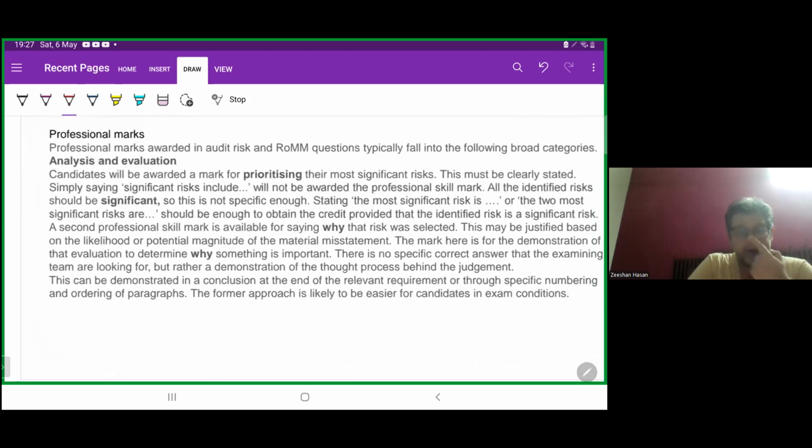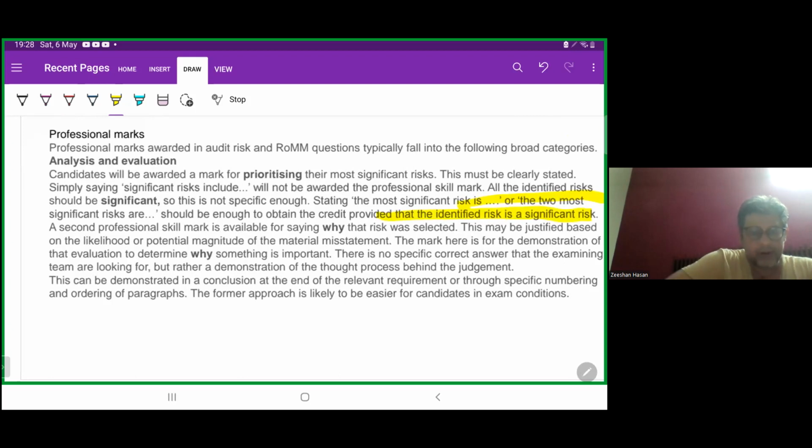Now, professional marks awarded in audit risk and ROMM questions typically fall into the following broad categories. Analysis and evaluation, where candidates will be awarded a mark by prioritizing their most significant risks. This must be clearly stated. Simply saying significant risks include will not be awarded the professional skill marks. All the identified risks should be significant, so this is not specific enough. Stating that the most significant risk is, or the two most significant risks are, should be enough to obtain the credit, provided that the identified risk is a significant risk.